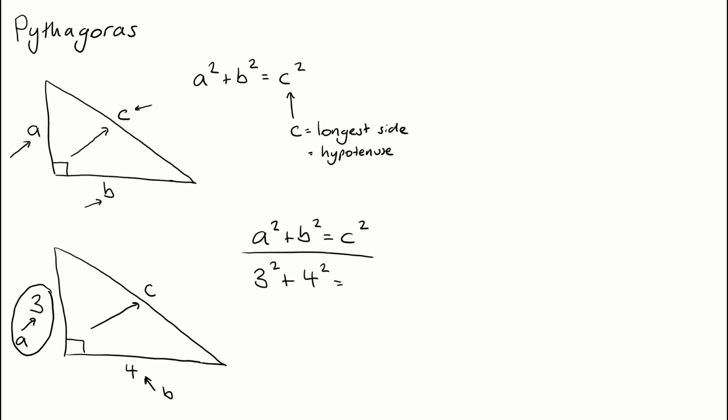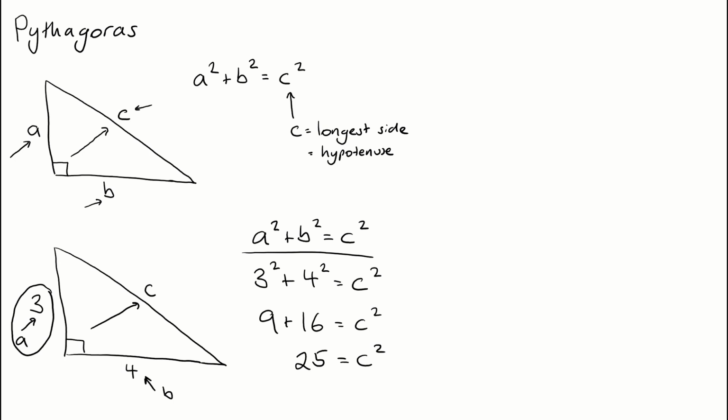And we're not sure what C is. That's what we're trying to work out. So that is equal to C squared. So I can simplify this down. I know that 3 squared is equal to 9, and I know that 4 times 4 is equal to 16, and that's going to be equal to C squared here. And I can continue. 9 plus 16 is 25. So C squared is equal to 25.